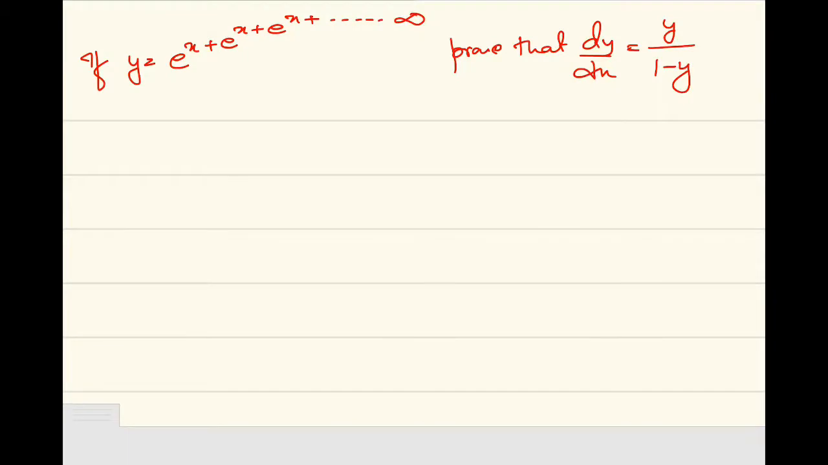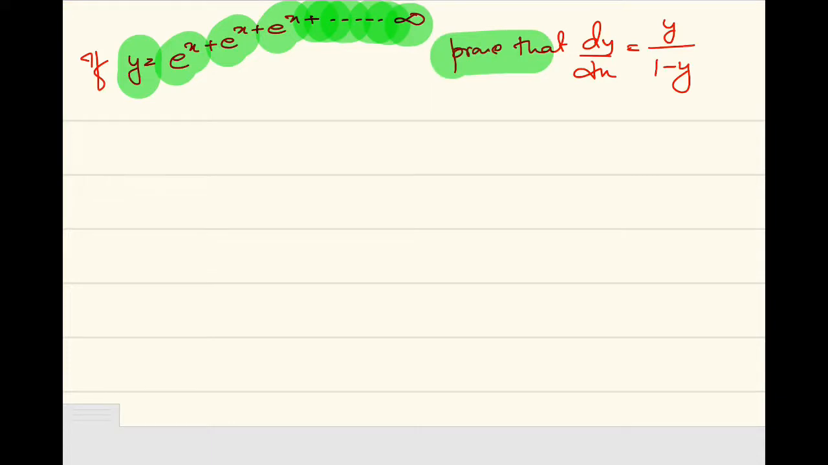Here I have the second one. It looks quite complicated, but it isn't that difficult, as you see here. Look at the question itself. It says if y equals e to the power x plus e to the power x plus e to the power x, and this continues till infinity, then you have to prove that dy/dx is y divided by 1 minus y. Indeed it's a very simple sum.